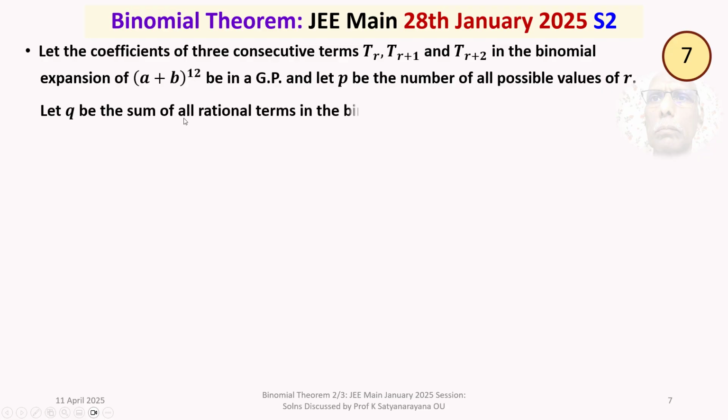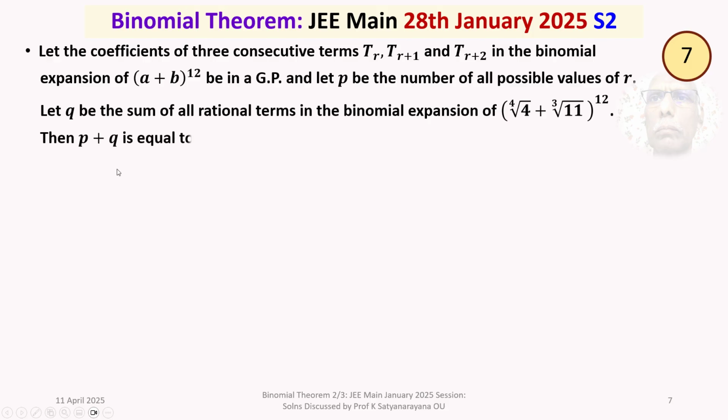Let q be the sum of all rational terms in the binomial expansion of (4th root of 4 plus cube root of 11) whole to the power of 12. Then p plus q is equal to, and we are given 4 options. So this has 2 parts. First of all, we attack the first part and find out what p is.